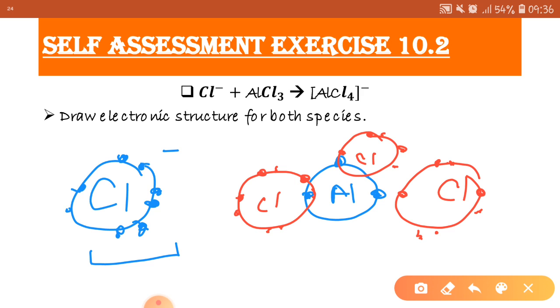Now you will see that after sharing, the number of electrons in the valence shell of the aluminium atom has become 6. This shell still is deficient of 2 electrons in order to complete its octet. So after drawing the electronic structure, we came to know that aluminium trichloride is an electron deficient molecule, because there are 6 electrons present in its valence shell after sharing of electrons, and it still needs 2 more electrons to complete its octet.